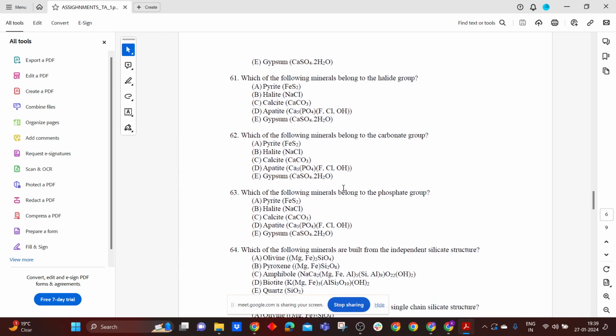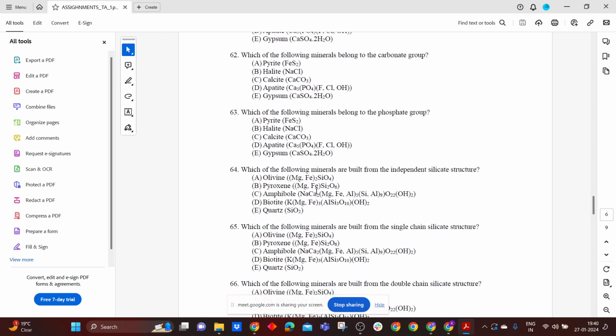Yes, 62. Anyone? Sir, calcite. Yes, it's calcite. Now 64. Can you tell me which of the following minerals are built from the independent silicate structure?